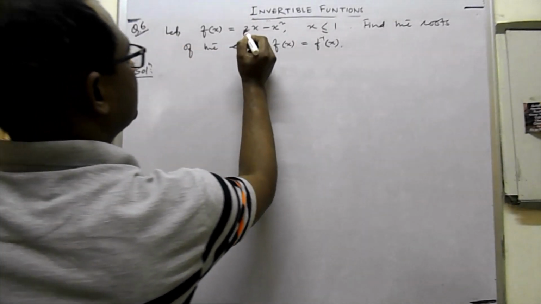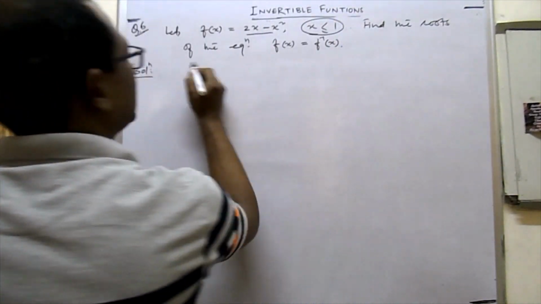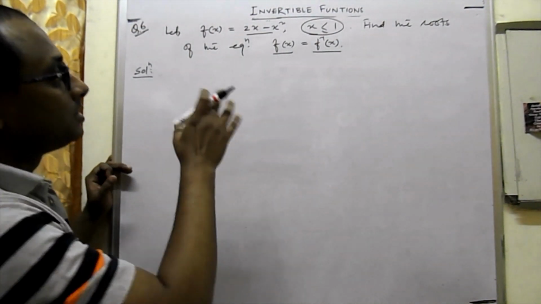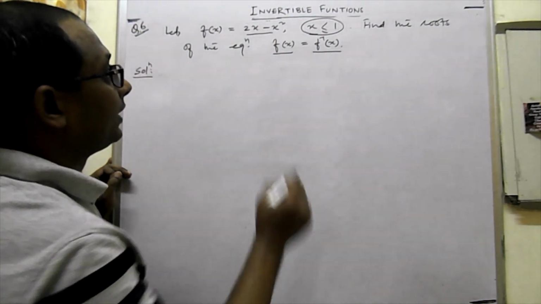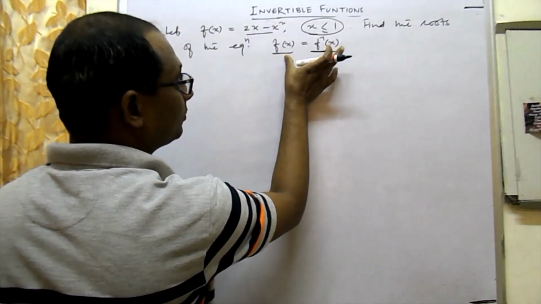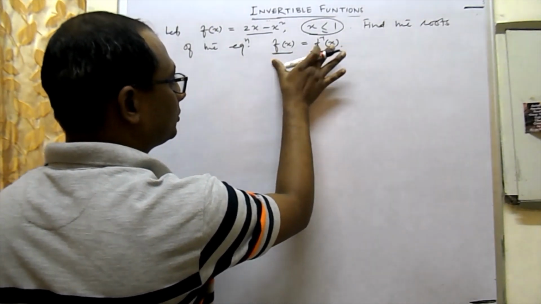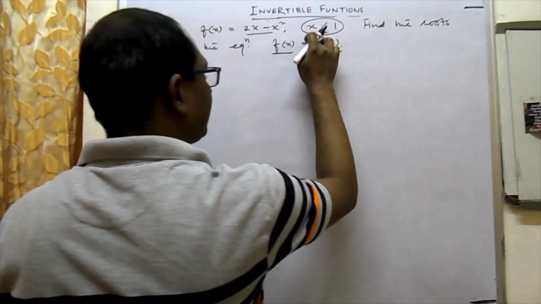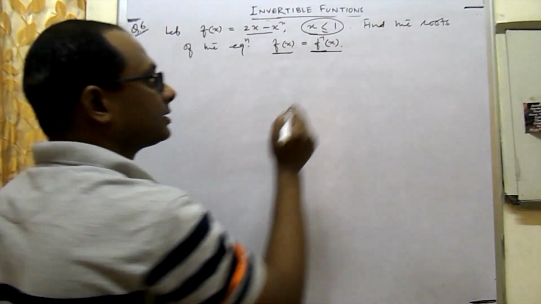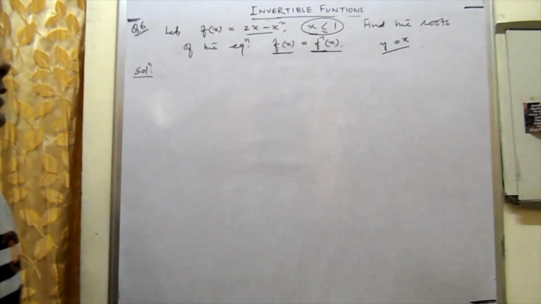Let f(x) equal 2x minus x square for all x less than or equal to 1. Find the roots of the equation f(x) equal to f inverse of x. Here we are going to use that concept where f(x) and f inverse of x intersect. We need the common points. We have to solve this equation, which means we have to find the points common to both the equations. And we know that if f(x) and f inverse of x intersect, they intersect at y equal to x. So this is what we are going to look for.